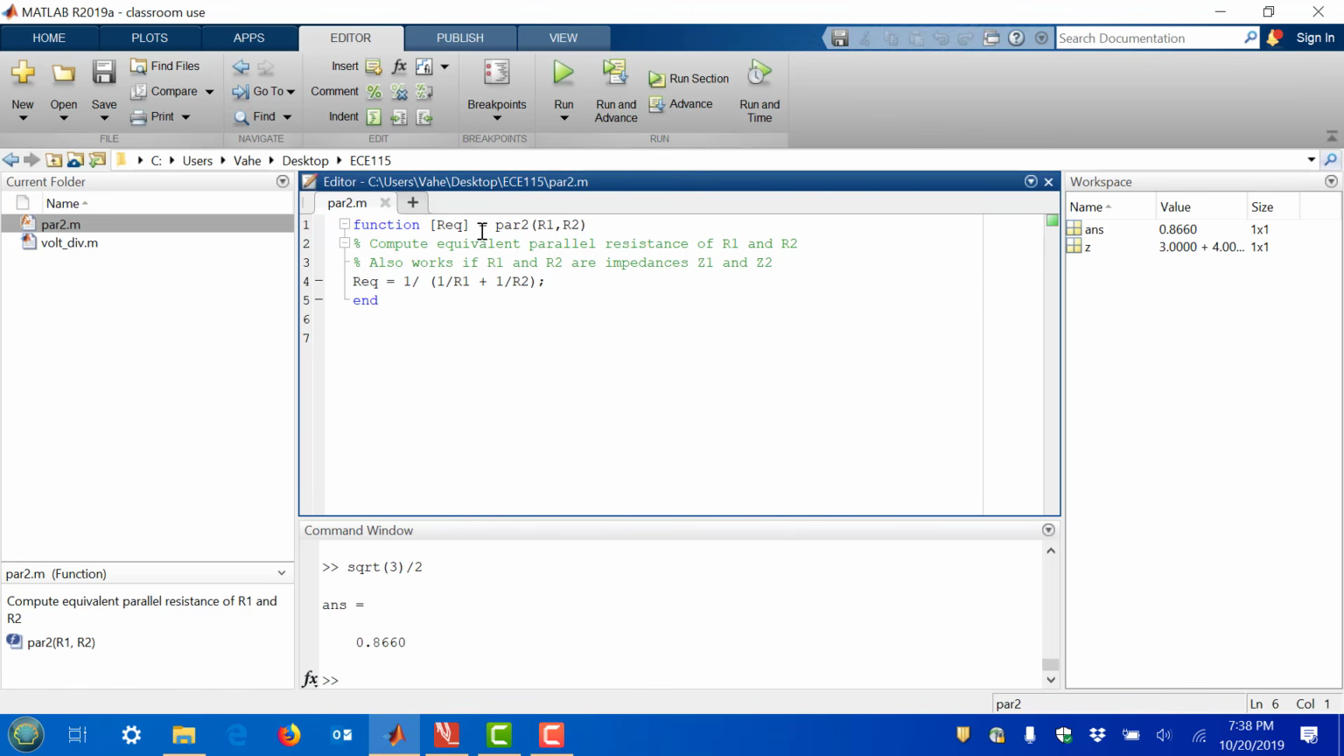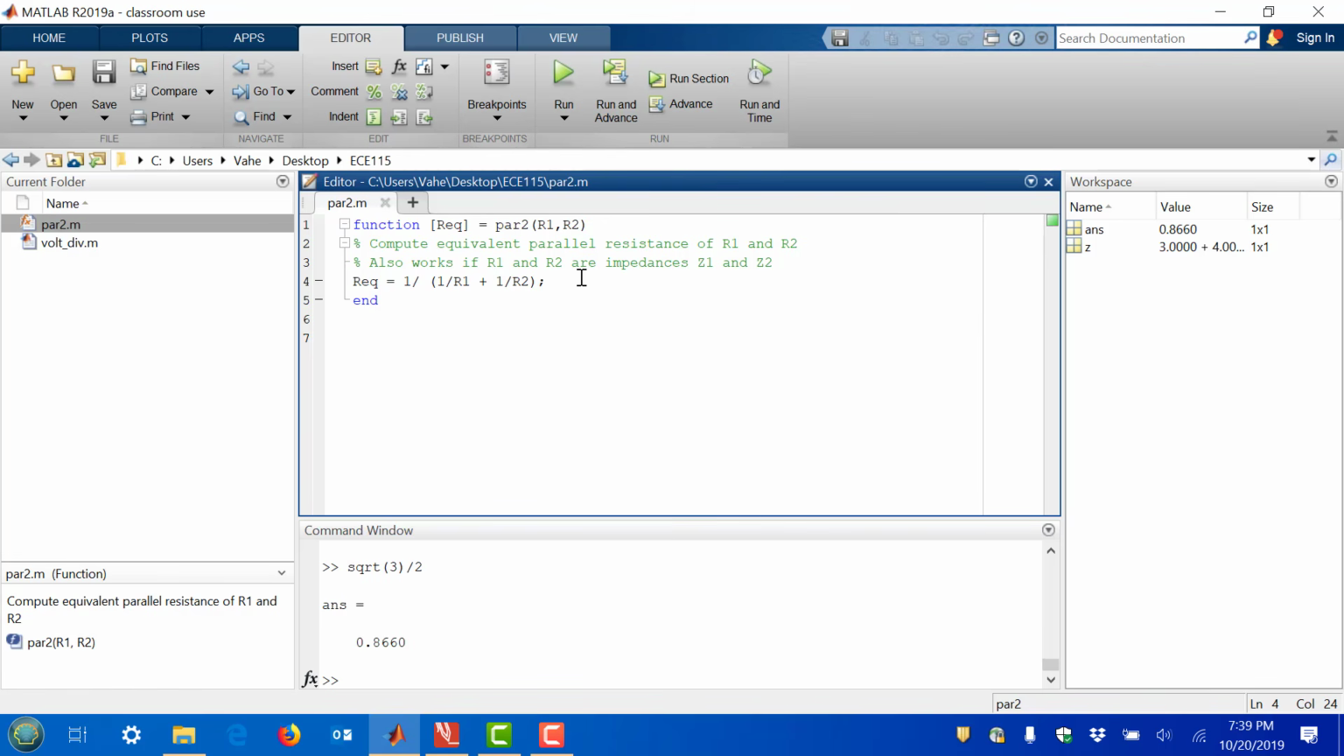Now, how do we get REQ from R1 and R2? Well, this particular function, if you give it R1 and R2, computes the parallel combination. So how do you get the parallel combination? Well, you do 1 over R1 plus 1 over R2, and you take the inverse of that, right? And that's exactly what's going on in this equation. Very, very simple, but that's all that's going on here.